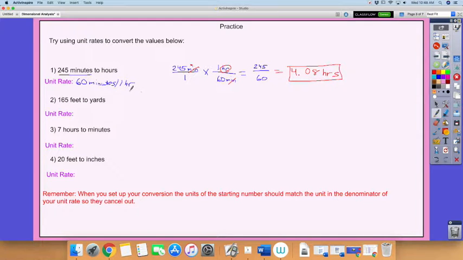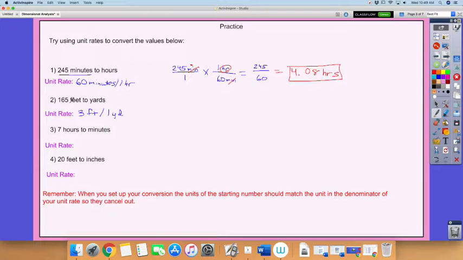So let's look at the next problem. We have 165 feet and we're converting it to yards. Now this unit rate might be a little harder. When you're in doubt, go ahead and look up online what the conversion is between feet and yards. Or if they give you other conversions you don't know, just look them up. In this case, the unit rate is that there are 3 feet per 1 yard. So for every yard you go, that's the equivalent of 3 feet.